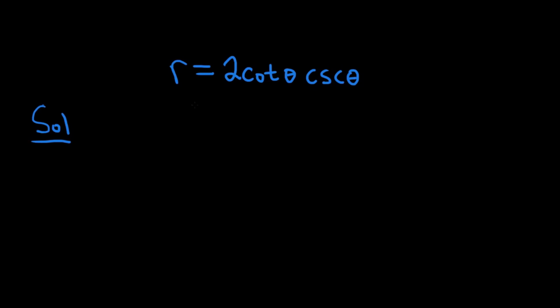So a good first step maybe is to rewrite everything. So maybe we can start by writing cotangent and cosecant in terms of more familiar functions. So r is equal to 2 times, so cotangent is 1 over tangent, and cosecant is 1 over sine.